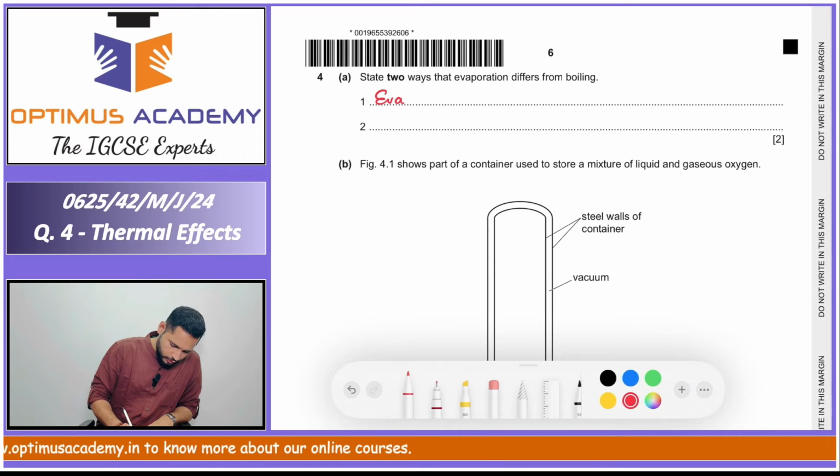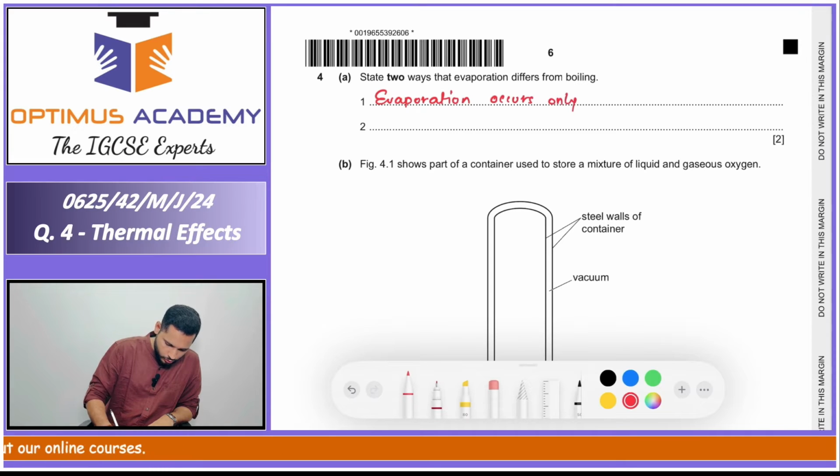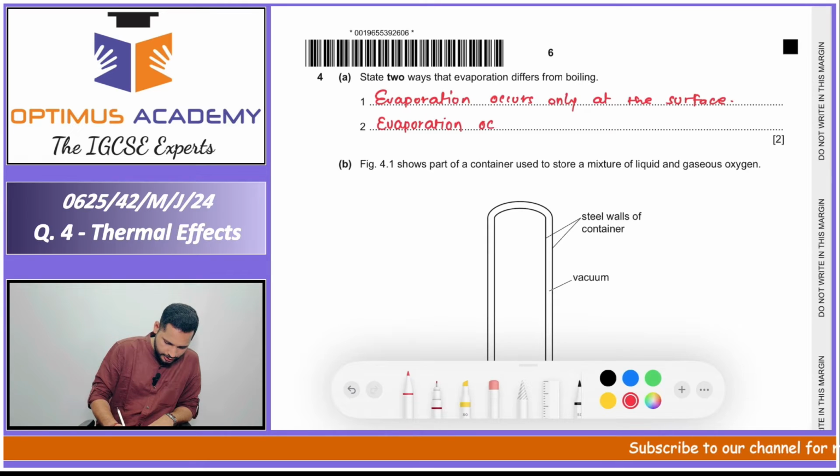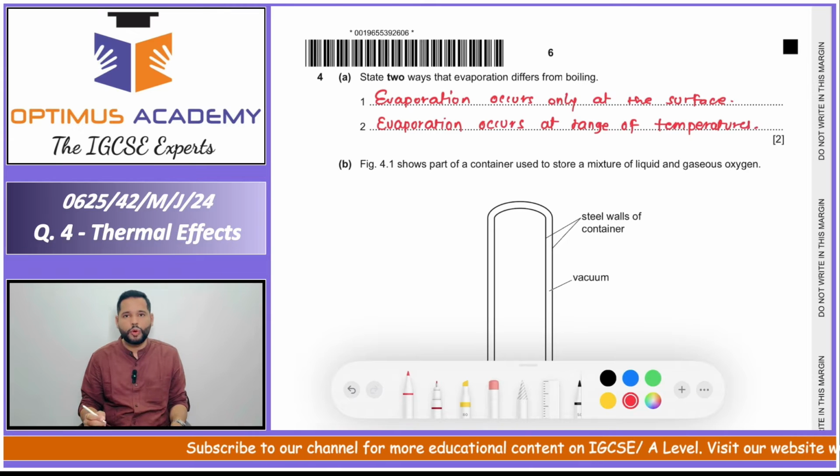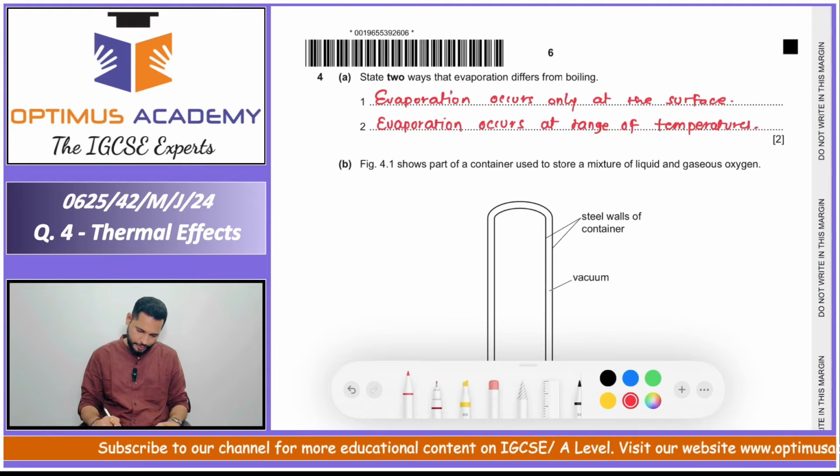So we can say evaporation occurs only at the surface and evaporation occurs at a range of temperatures, whereas boiling occurs at fixed temperatures.